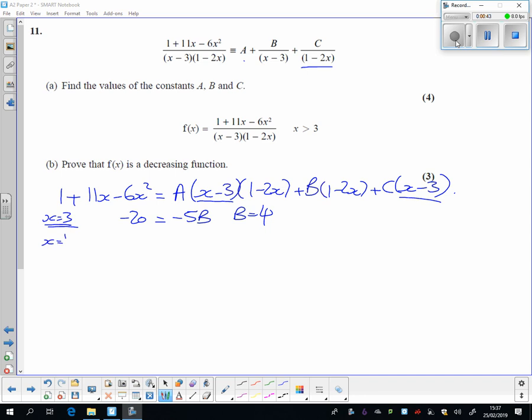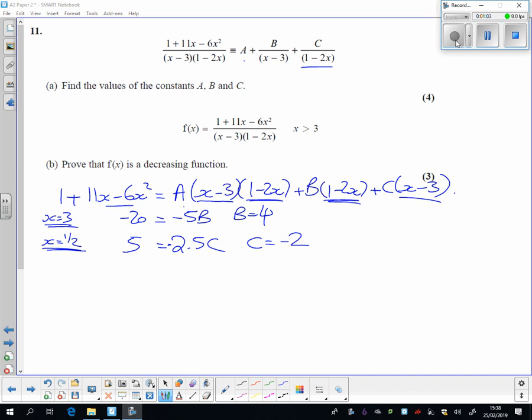Another value to put in is x equals a half. That makes this bit 0 and this bit 0. So we've got 2.5 c's, and putting a half into there, that makes 5. Sorry, minus 2.5 c's there, that makes 5. So I've got c is equal to minus 2.